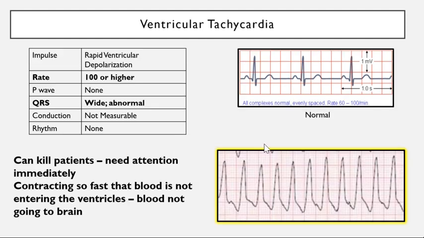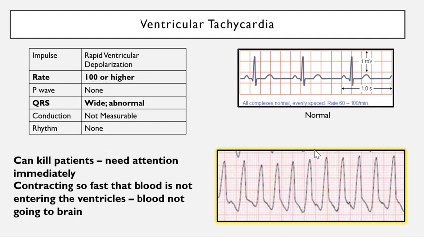So we also have ventricular tachycardia. This is really bad and can absolutely result in death. You need attention immediately. The first thing you can see is that you have a very high heart rate, above 100. You have a very wide QRS complex.